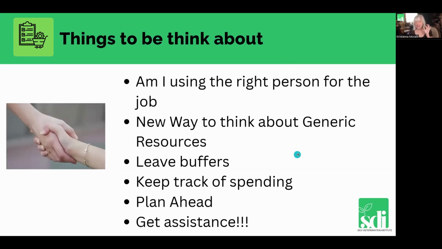Okay, things I want you to think about when you're creating your spending plan. I want to make sure that you're using the right person for the job. There's a couple things about where we can shift our mindset when we're in the self-determination program. When you're in the traditional system, if they say you have to use the most cost-effective or you have to use a generic resource, it's kind of equivalent to a denial, right? They're saying no, and then you get nothing.